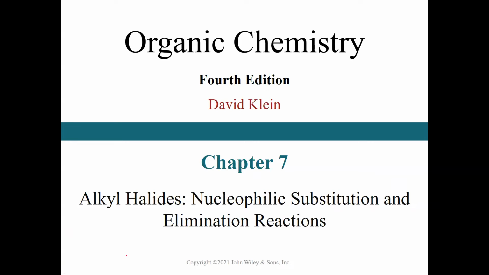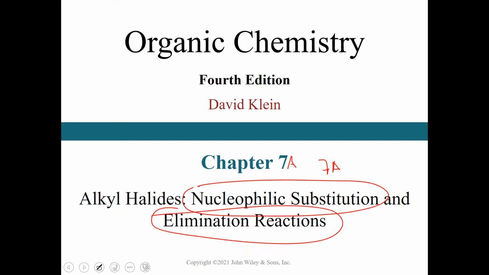So what are those two sections? I will call them 7A and 7B. What's the difference between 7A and 7B? 7A will only cover nucleophilic substitution, whereas 7B is going to be elimination reactions. Normally for my lectures, I only include 7A for exam 2, and 7B will be for exam 3. So that's why I divided it.